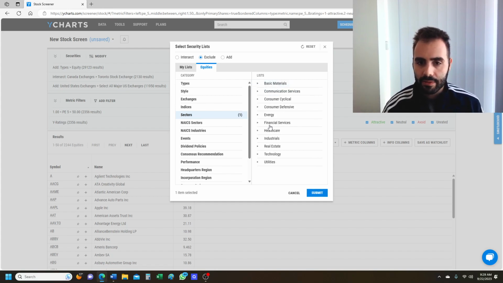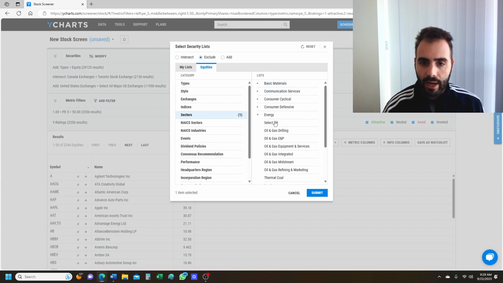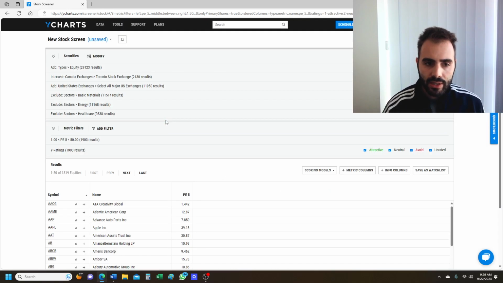The first thing would be basic materials, okay? Energy is another one. Healthcare is another one. Those three I just eliminate right off the bat. You can see that eliminates another 400 or so securities, bringing it down to about 1,800.